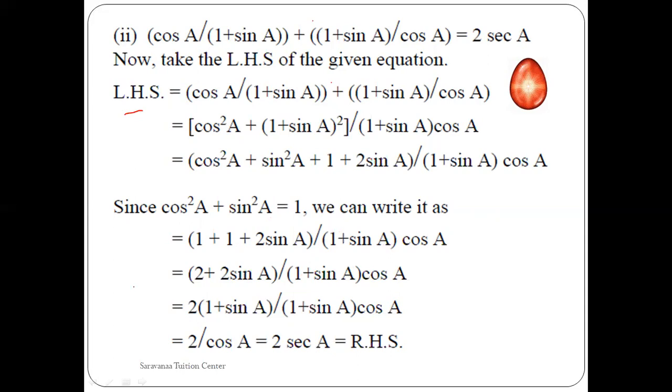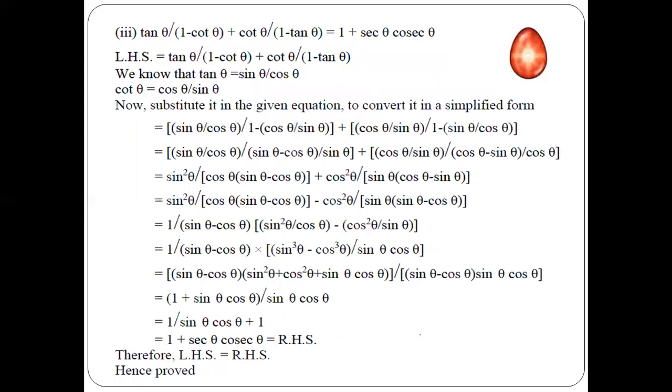Take 2 commonly. 1 plus sin A by 1 plus sin A into cos A. Then 1 plus sin A and 1 plus sin A get cancelled. Secant A is the reciprocal of cos A, right? Secant A equals 1 by cos A and cos A equals 1 by secant A. So you need to change the 1 by cos A into secant A, and you get 2 secant A, hence proved. Going on to the next question.